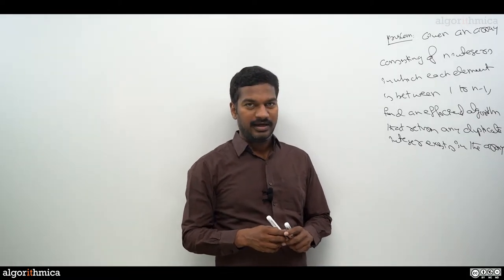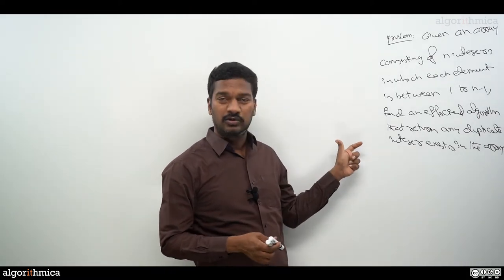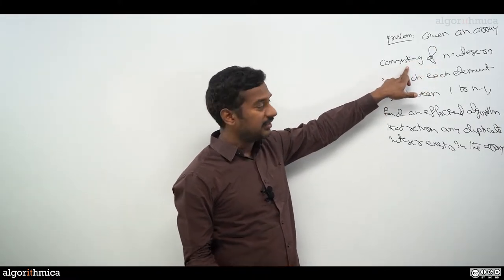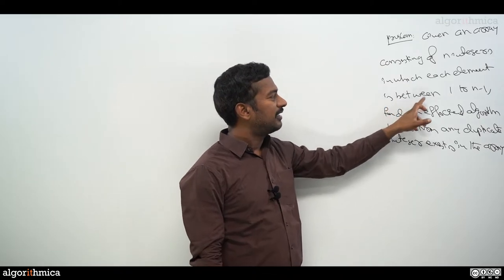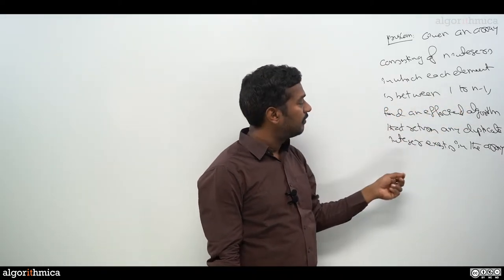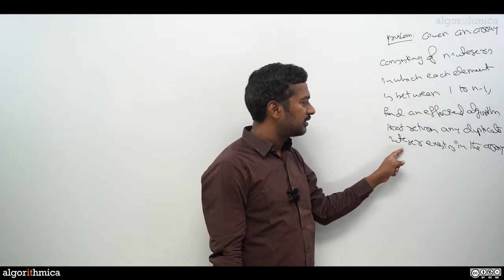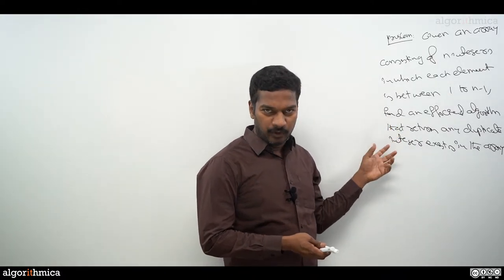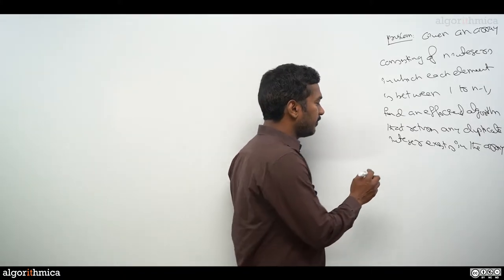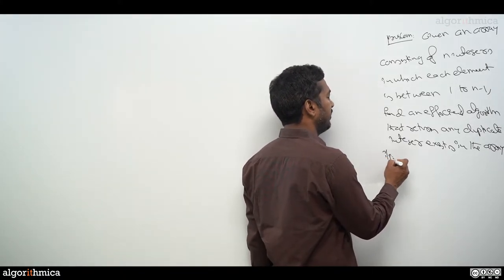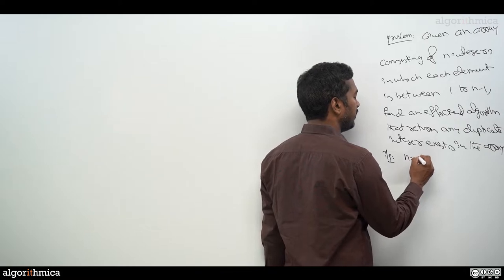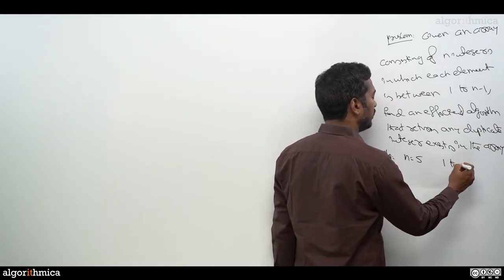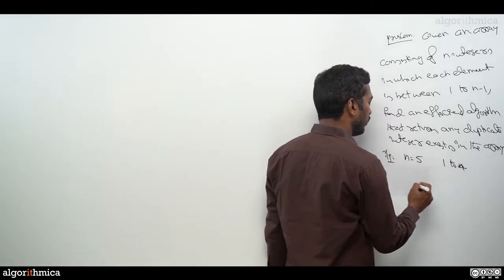Let's understand the meaning of the problem statement. Let me read the problem one more time. Given an array consisting of n integers, in which each element is between 1 to n minus 1, find an efficient algorithm that returns any duplicate integer that exists in the array. Let's take some input to really get the meaning of the problem. Let's say n equals 5. So our element range will be 1 to 5 minus 1, that is 1 to 4.